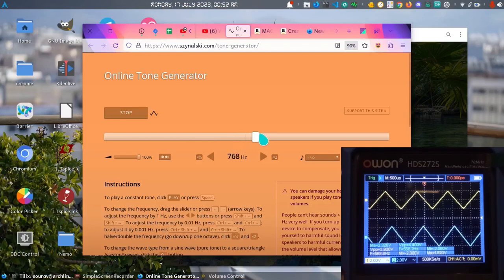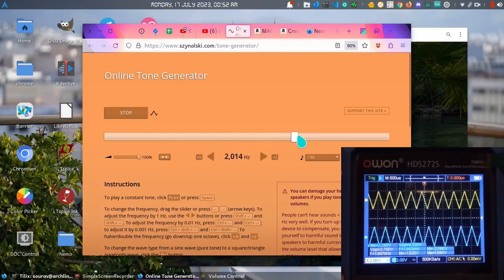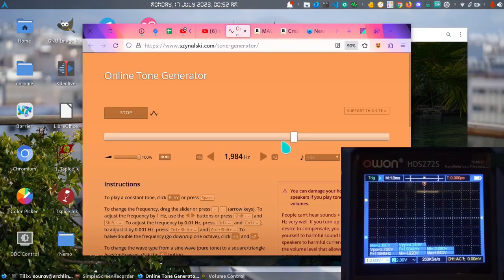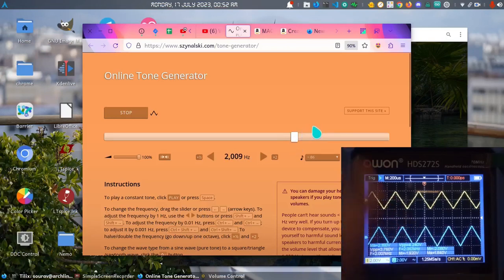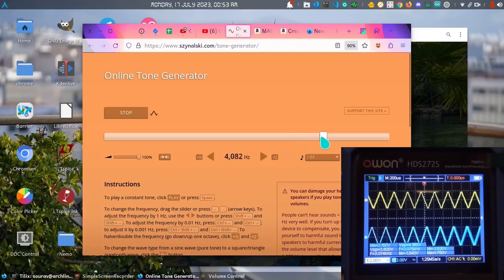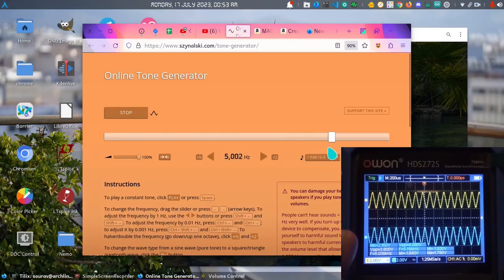Let's ramp it up to something like 2014 Hertz. Okay, let's do that at 2009 Hertz. At 2009 Hertz, we have a similar output. For some reason, again, the Creative Soundblaster is leading or lagging, so there's like 90 degrees or so difference between the two.